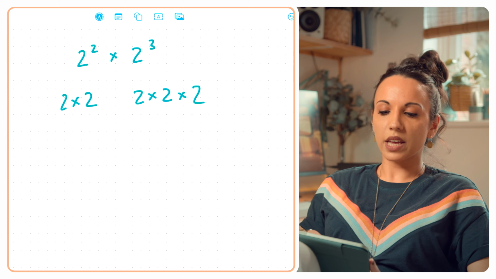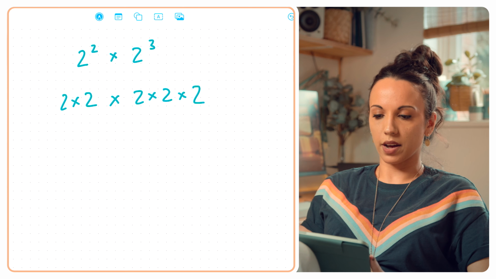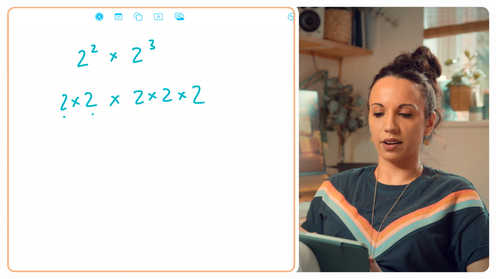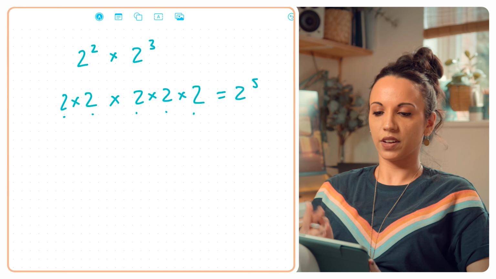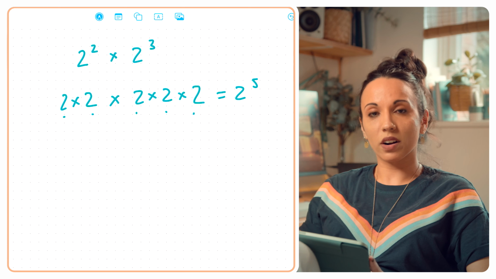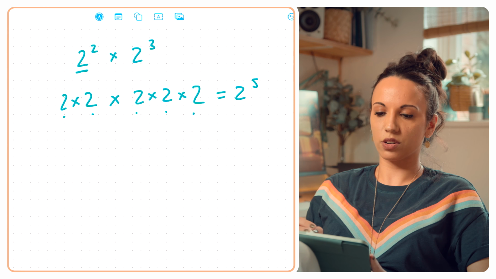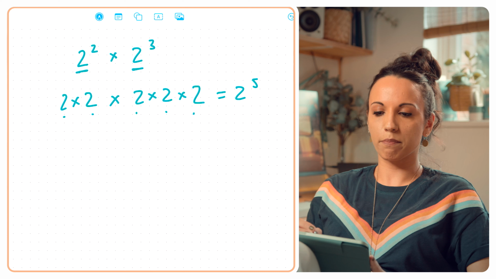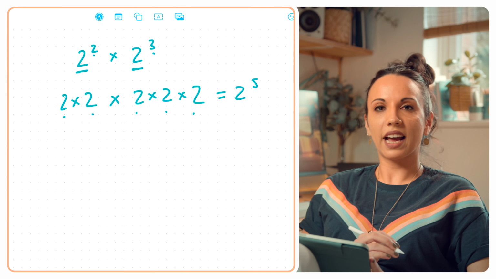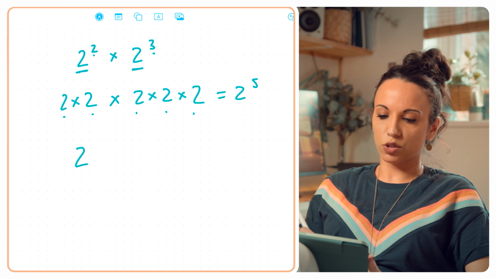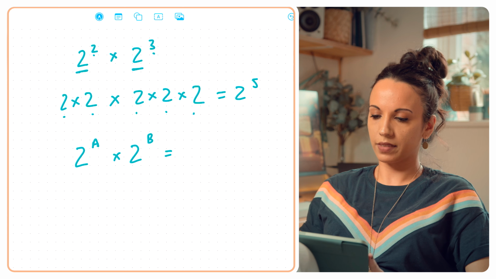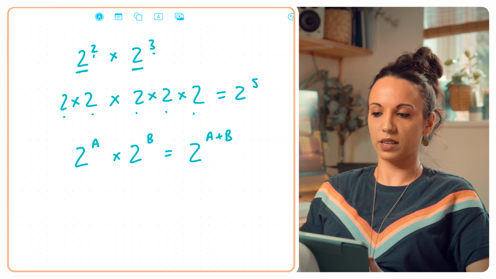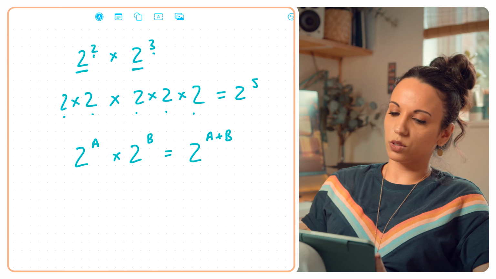So if I multiply 2 squared by 2 cubed, how many 2's do I have now? 1, 2, 3, 4, 5. So that is 2 to the power of 5. So what I've just generated here is one of the laws of indices that says that if I've got two numbers in the same base and I multiply them, I have to add the powers. So 2 to the power of A times 2 to the power of B is 2 to the power of A plus B, because 2 plus 3 was 5. So there's one of the laws that I can generate.